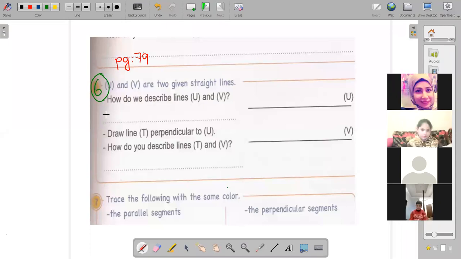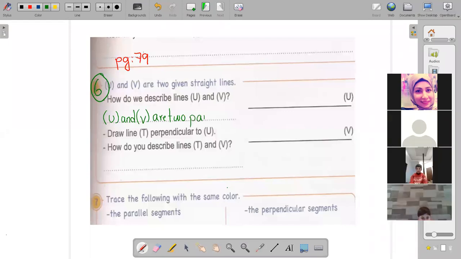Why are they parallel? Because they don't meet at a point. Bravo, Mahdi. Excellent. Proud of you. So U and V are two parallel lines. Why are they parallel? Because they never meet. Teacher, can I say that they are parallel?